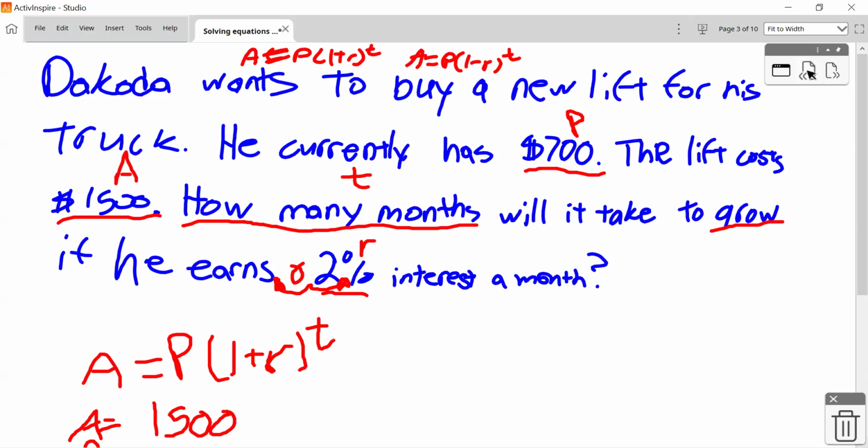Again, Dakota's not going to wait around over 3 years for this money to grow $800 more to get his lift. He might not even have the same truck at that point. So in a situation like this, he would probably just try to save up the extra 800 and purchase it.